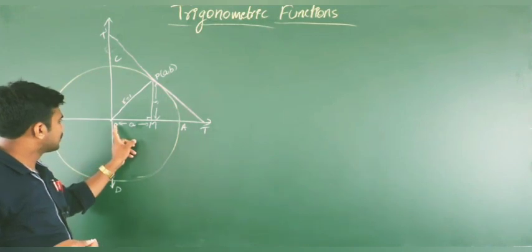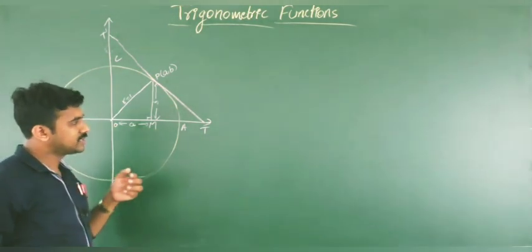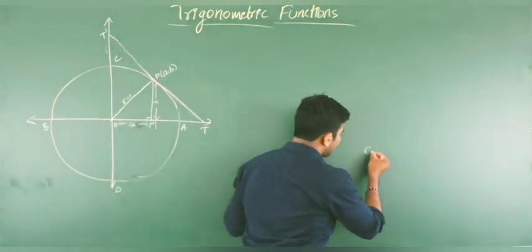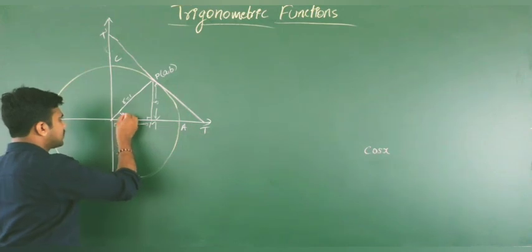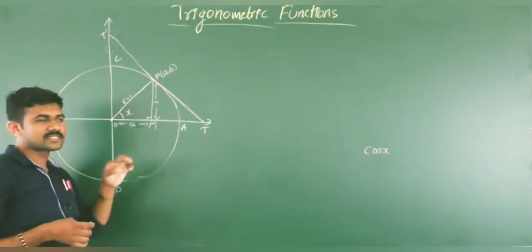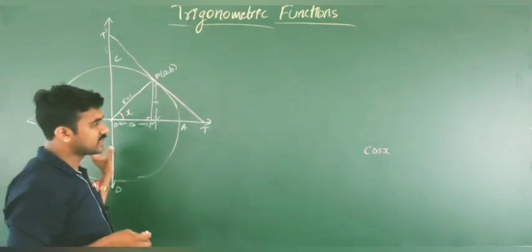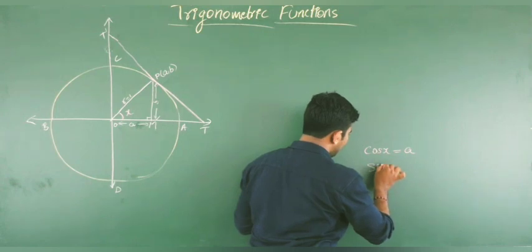As per definition, OM is nothing but A, which is nothing but cos x, because here, if you consider the central angle as x, the length of arc AP is x, so x radian is the central angle. Cos x is equal to A and sin x is equal to B.